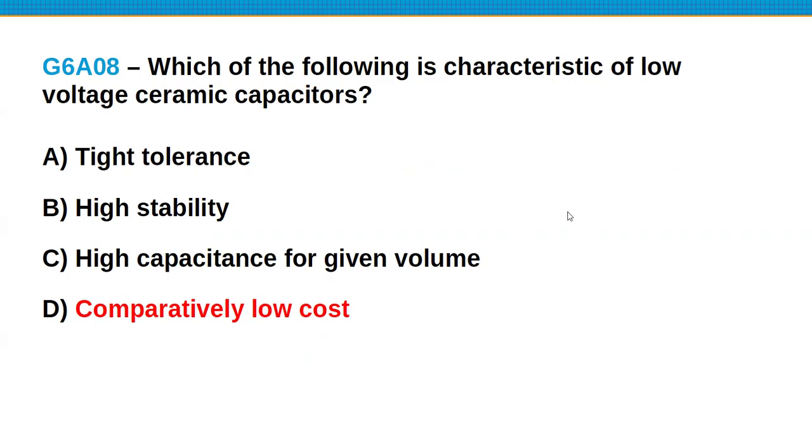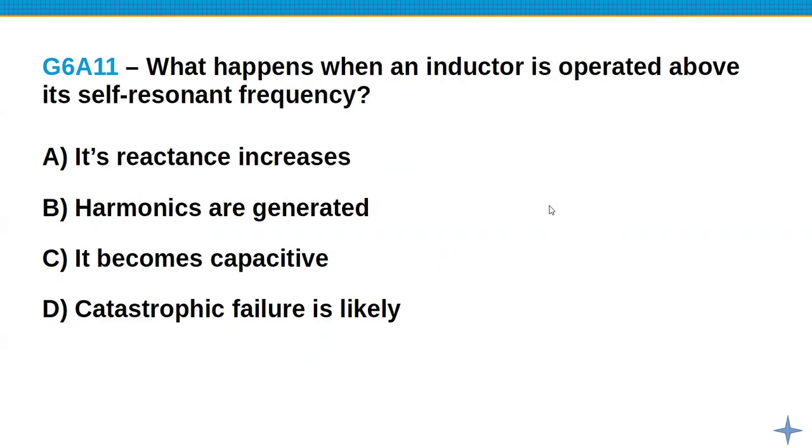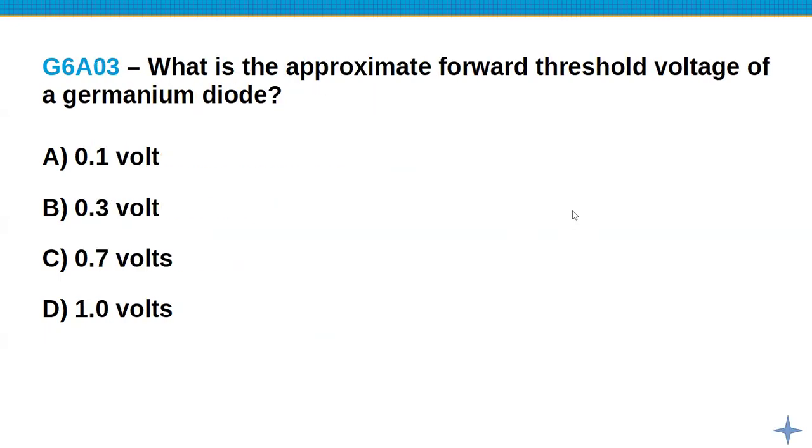The surface mount ones are typically a few cents a piece. In bulk, they get down to maybe 1/100th of a penny each. What happens when an inductor is operated above its self-resonant frequency? It becomes a capacitor. So Charlie. What's the approximate forward threshold voltage of a germanium diode? Germanium's 0.3. Bravo. Correct. What's the approximate forward threshold voltage of a silicon junction diode? Charlie.